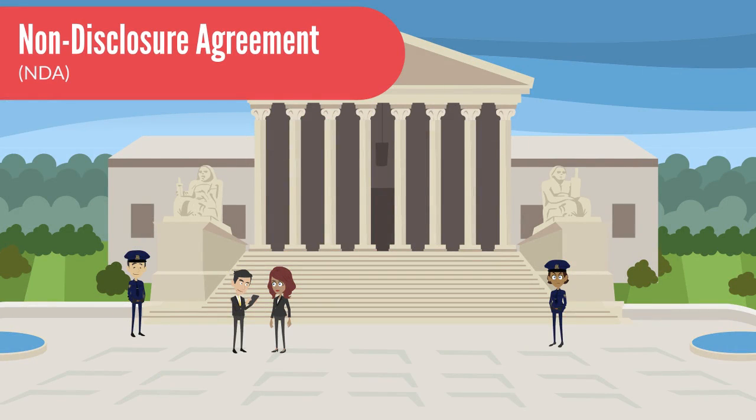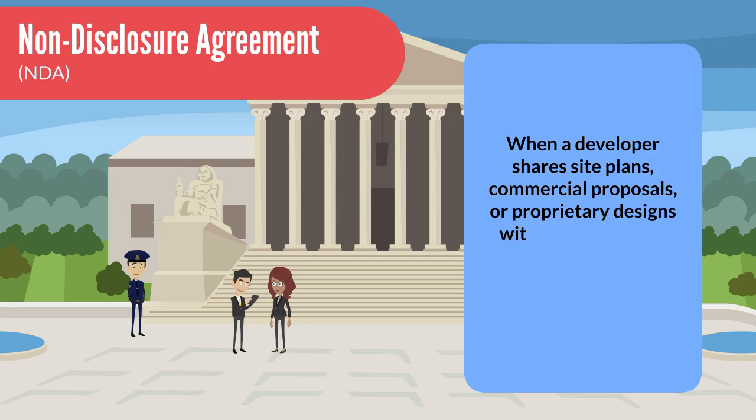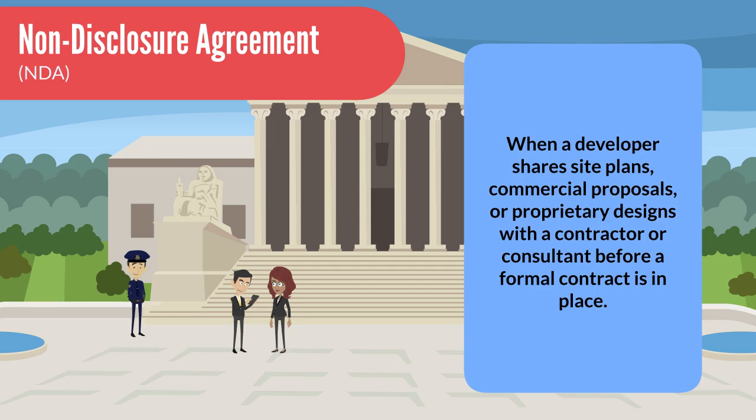A non-disclosure agreement is a legally binding contract that prevents one or more parties from disclosing certain confidential information shared during a business relationship. In construction, NDAs are frequently used during early project stages. For example, when a developer shares site plans, commercial proposals, or proprietary designs with a contractor or consultant before a formal contract is in place.